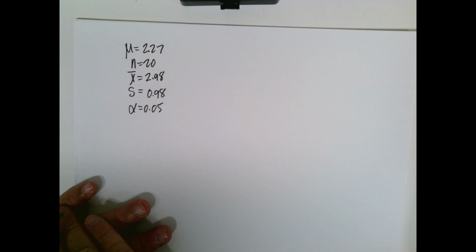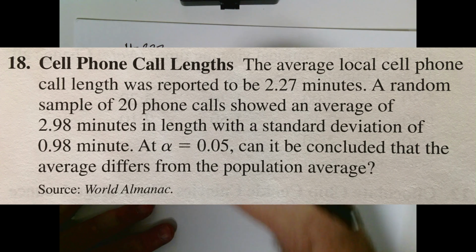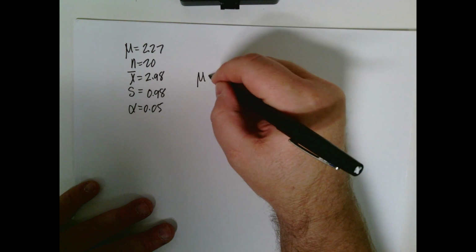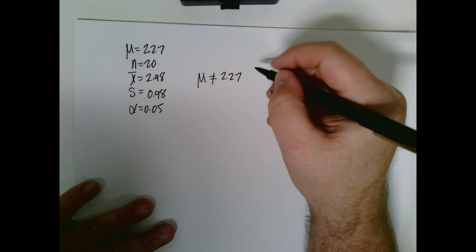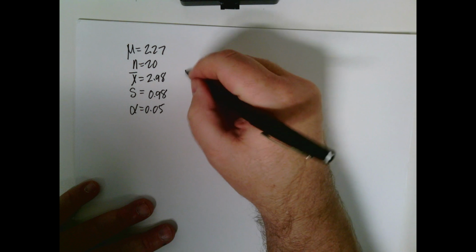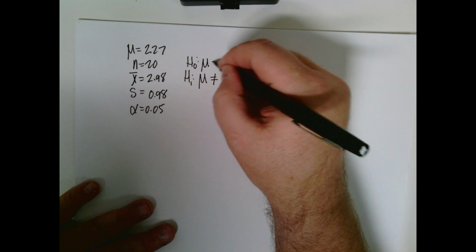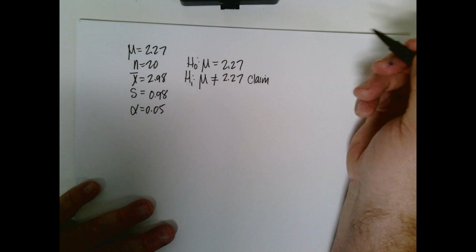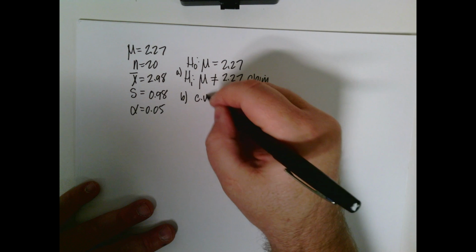Alright, so when we read through this again, we can see that the claim is in the bottom sentence. Can it be concluded the average differs from the population? So, is the average different from the population? That's our claim, and it's the alternate because it has no equal sign. So our null is 2.27. Step A. Step B, our critical value.